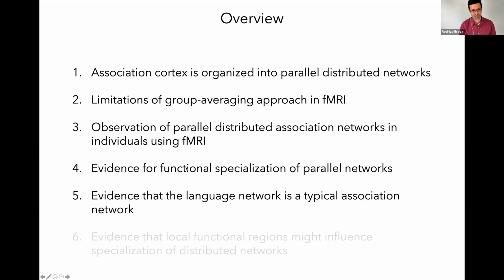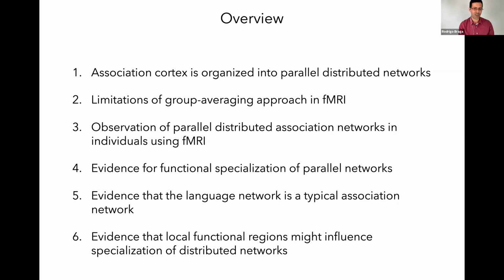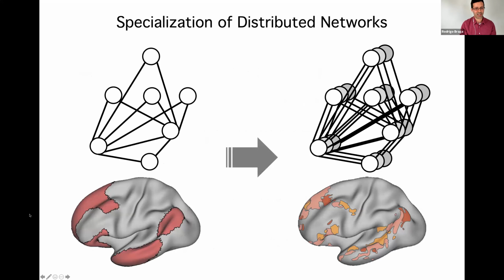To summarize that, I've just shown you evidence that local functional regions might influence the specialization of the distributed association networks. And that basically ties in with this idea that association cortices, the networks that sit in association cortex, inherit this broad organizational motif, but then they're specialized by activity-dependent processes.